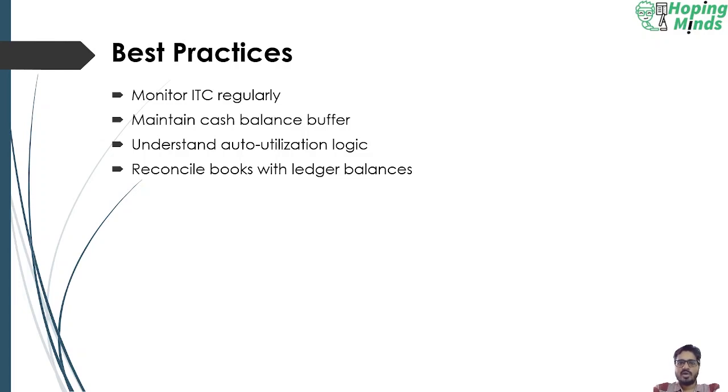Then understand auto utilization logic. The manner of utilization must be understood by the taxpayer, and it should not be used in contravention of the allowed manner of utilization of input tax credit. And finally, reconcile books with ledger balances. The ledgers in GST must be in sync with the balances as per the books of accounts.